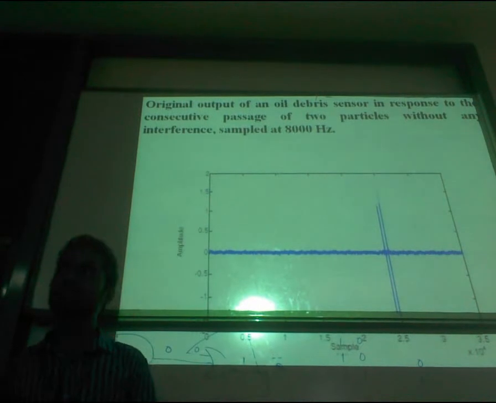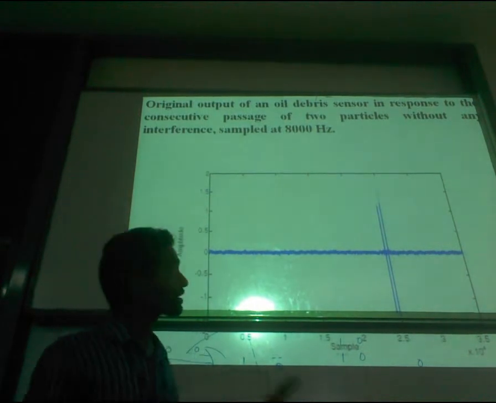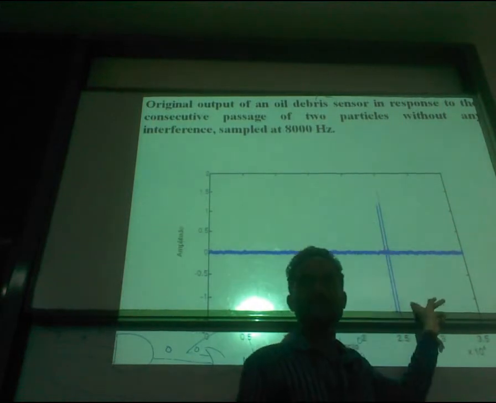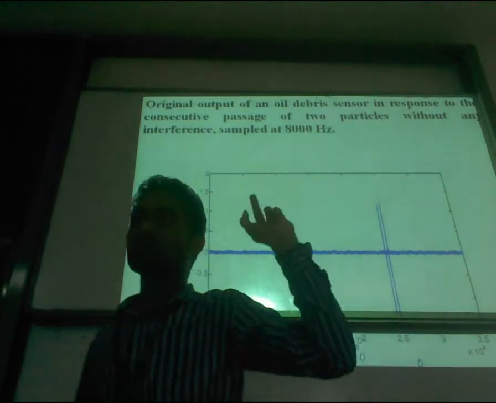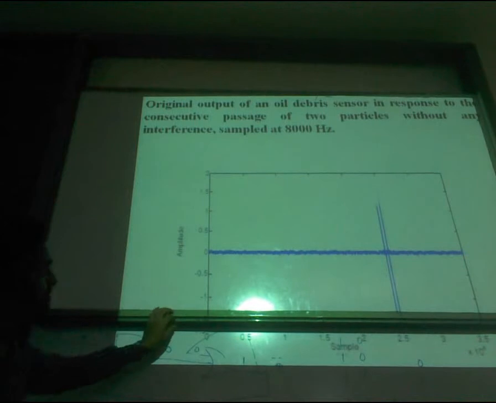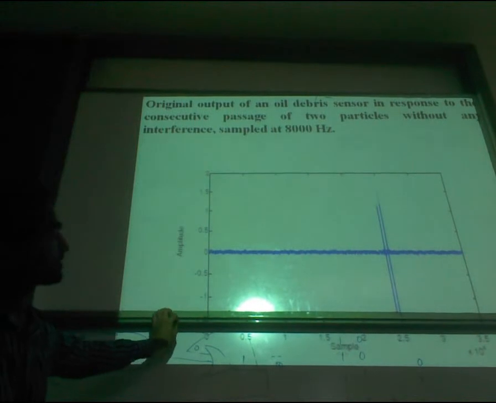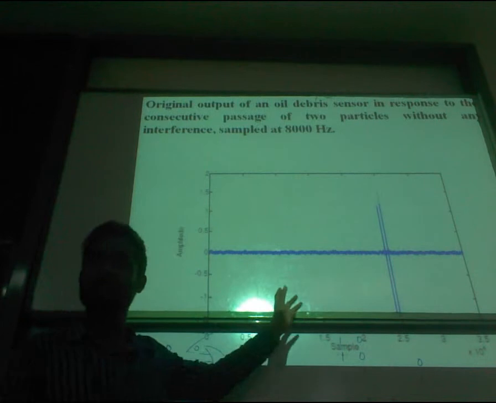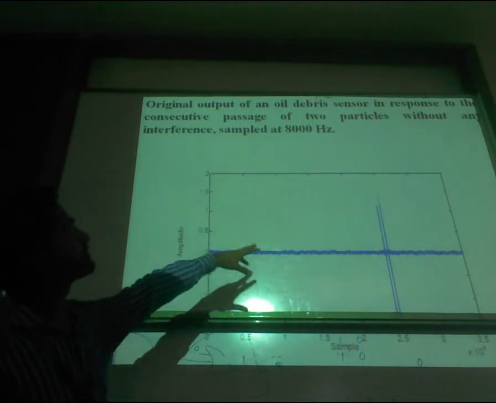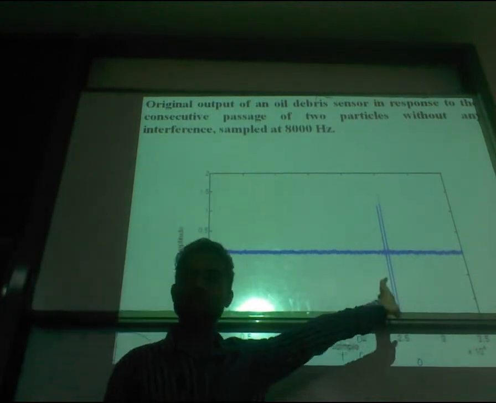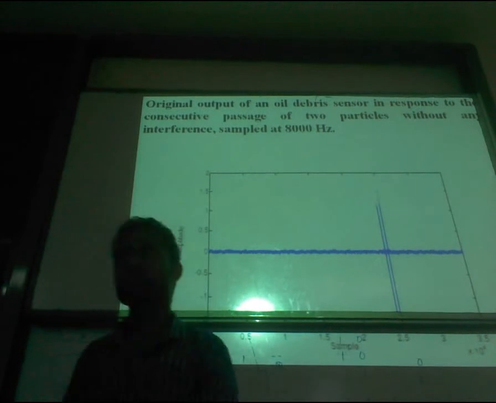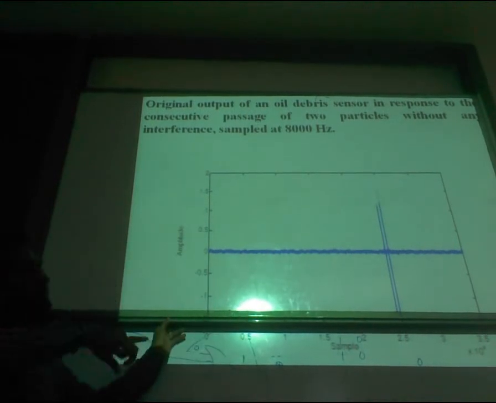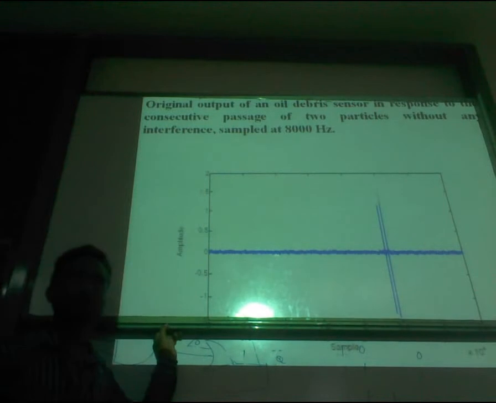In this signal, they consider that there are two particles which cross the oil debris sensor, and this is why we get the two peaks over here. The sampling rate for this data collection is 8,000 Hertz. Out of these two particles, one is a ferrous particle and the other is a non-ferrous particle. This is the pure form of the signal, and it does not consider any kind of vibration.